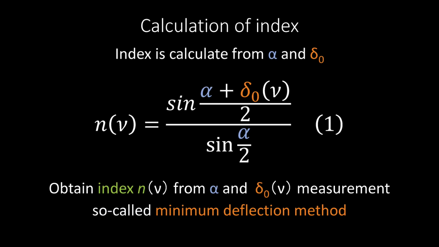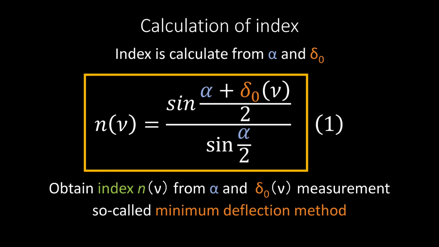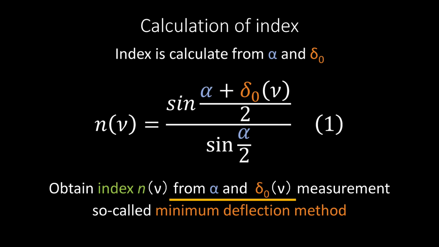It's called the minimum angle of deflection, delta 0. The relationship between the refractive index, n, and the minimum deflection angle, delta 0, is shown in equation 1. And the refractive index, n, can be obtained by finding the apex angle of the prism, alpha, and the minimum deflection angle, delta 0. This is called the minimum deflection method.